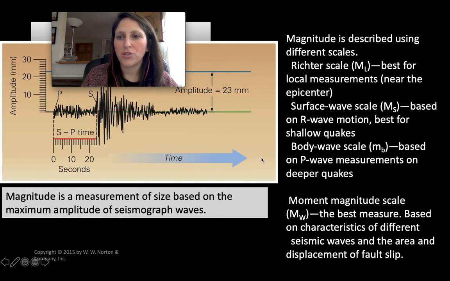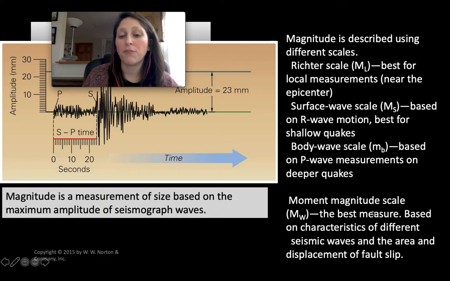Okay, so magnitude is described using different scales. So you can see the different scales. The Richter scale is best for local measurements. The surface scale, based on the surface wave motions in shallow earthquakes, body wave scales. The magnitude that we usually use when we're talking about earthquakes, magnitude 7 versus 8.